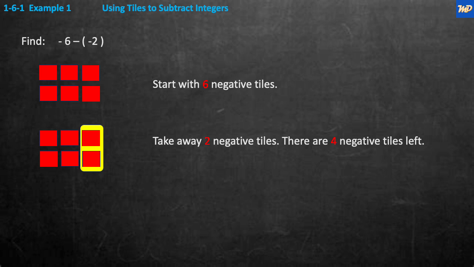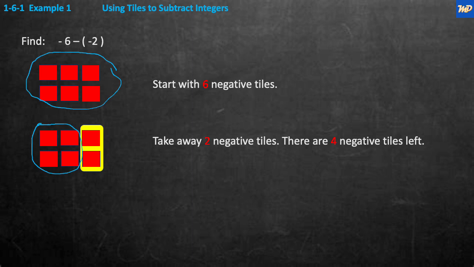The red tiles, as you recall, we've used as negative tiles. So start with 6 negative tiles. You see the 6 negative tiles? Here they are. Then it says take away 2 negative tiles. Therefore, how many are left? If we take away 2, right here in the yellow, how many negative tiles are left? We're left with 4.